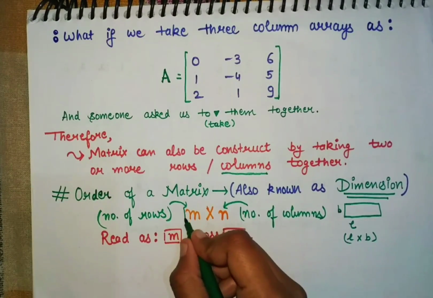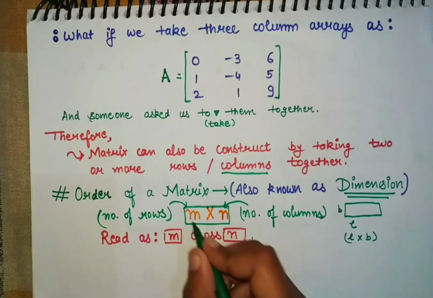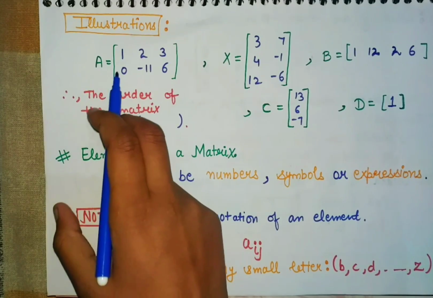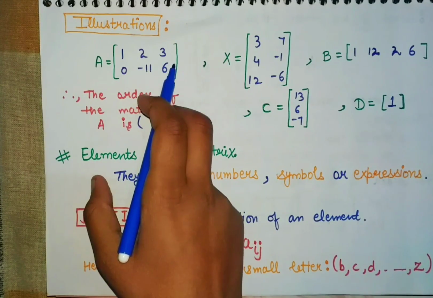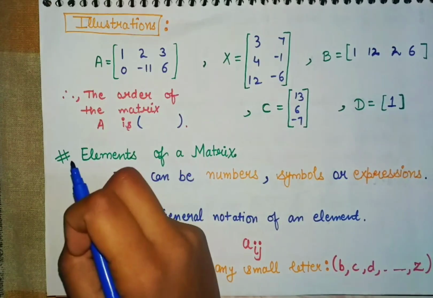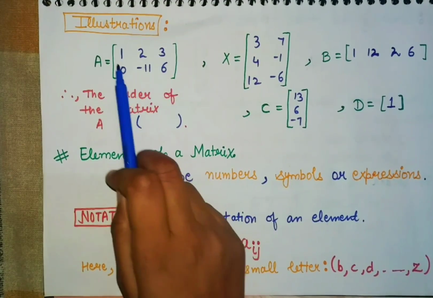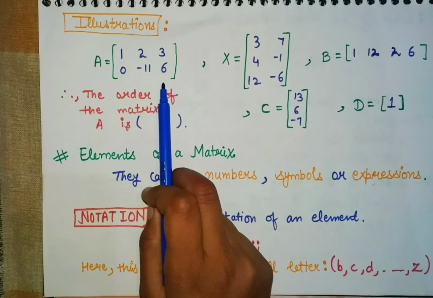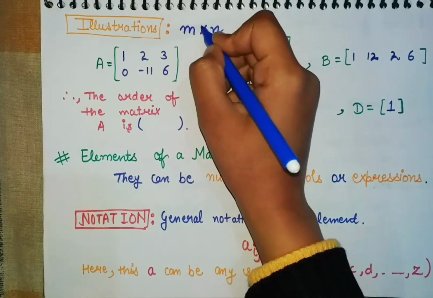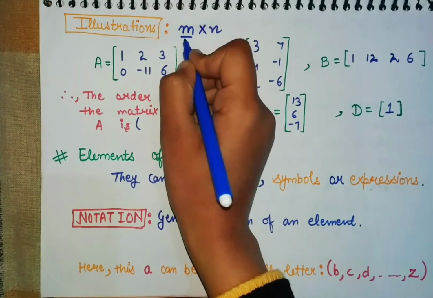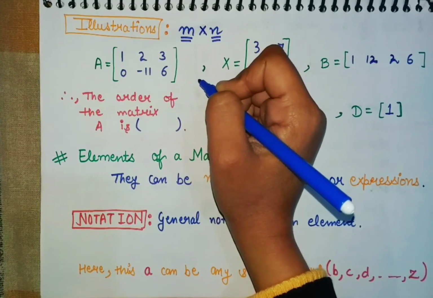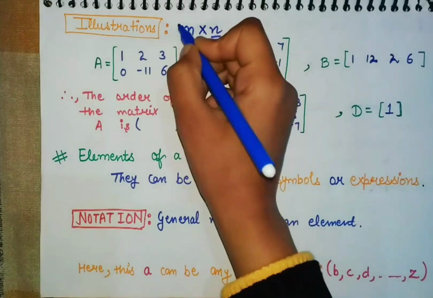So let's understand this by some illustrations. Let's take a matrix A having 1, 2, 3 as its first row elements and 0, minus 11, 6 as its second row elements. Just notice how many rows and columns it contains and think about the notation of the order, M cross N, where M represents the number of rows and N represents the number of columns. So while writing the order of a matrix, you should remember this.